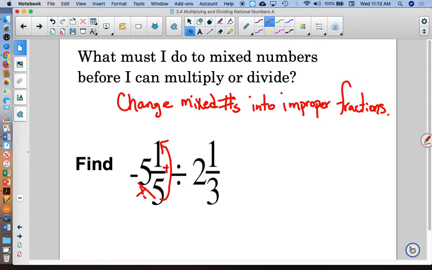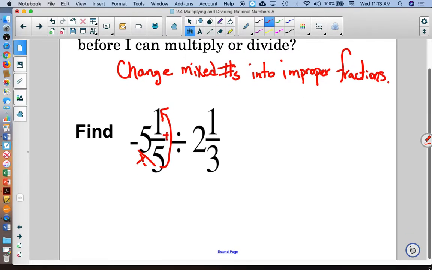So in this case, what is negative 5 times 5? What's it going to be, Justin? Negative 5 times 5? What's 5 times 5? 25. So I have negative 25 plus 1, so that's going to give me negative 26 over 5, divided by 2 times 3 is 6 plus 1 is 7/3.